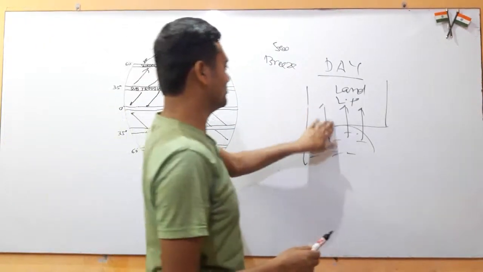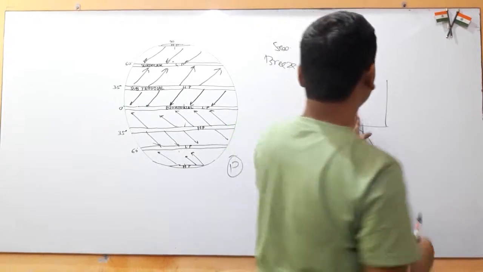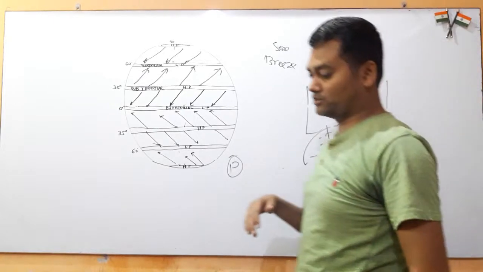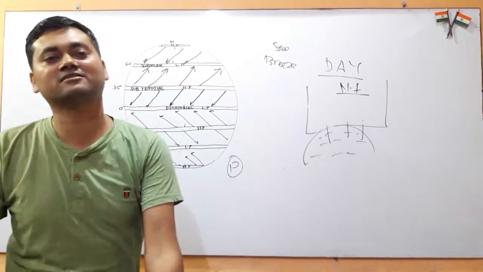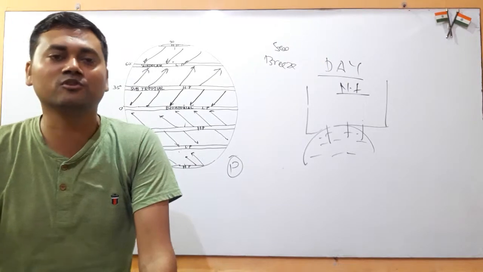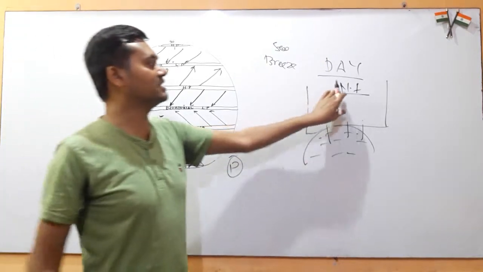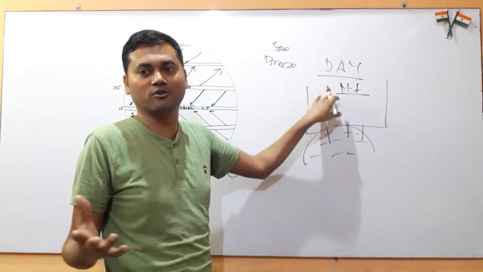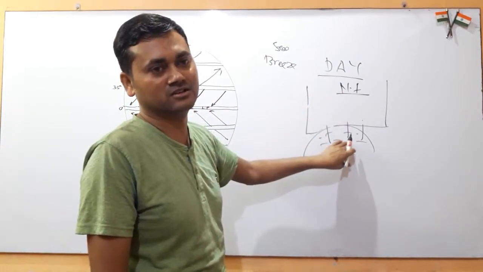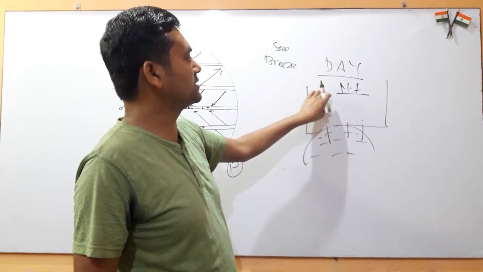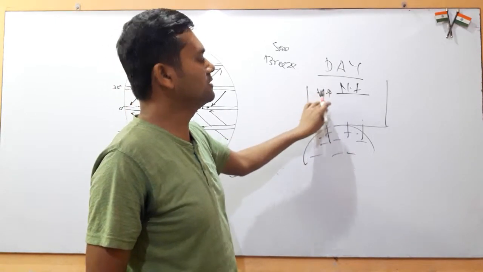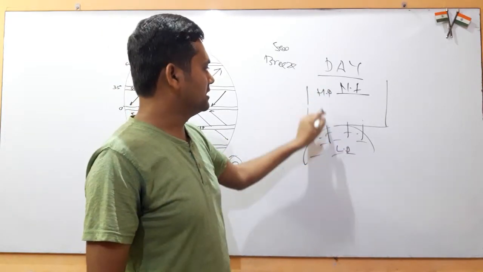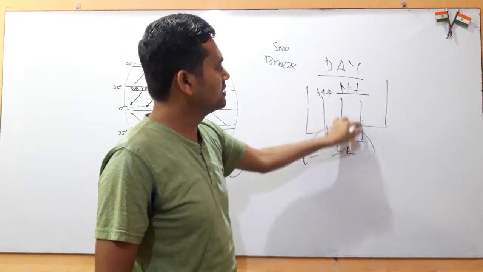Now just reverse the situation. Let's say it is night. What would happen at night? As I have told you, the land portion cools faster than the ocean. So at night the temperature of the land portion would be quite low, so it would be the high pressure region, and the ocean would be the low pressure region. So during the night time, the wind direction should be like this.